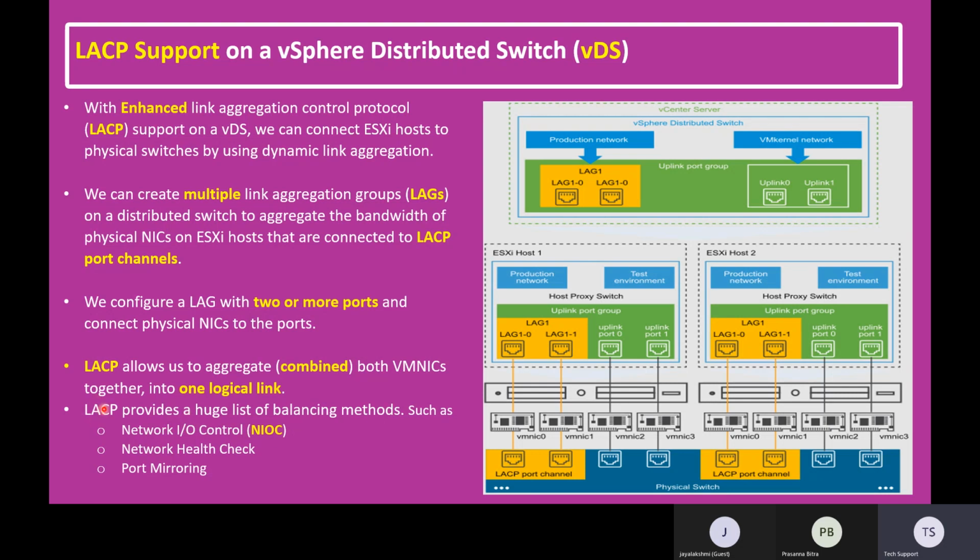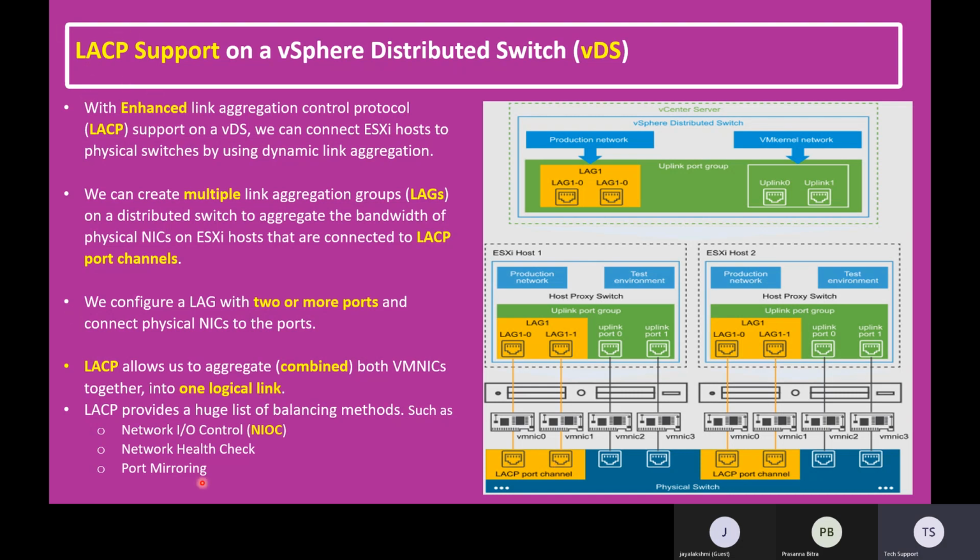The benefit of LACP, why we need to use this feature, is we will get three benefits. One is network I/O control, so input and output control will always be there. Also we can do health checks, and we also get support for port mirroring. That means this port is mirrored here, and we can capture the entire traffic from the mirrored port without disturbing the production line. That is also a benefit of LACP.